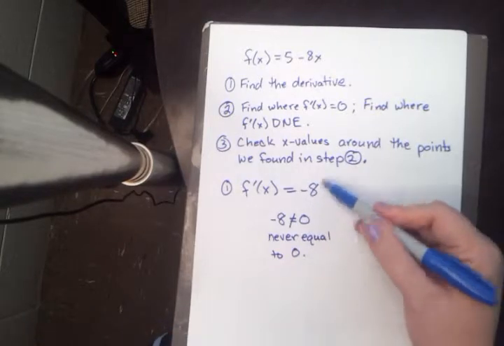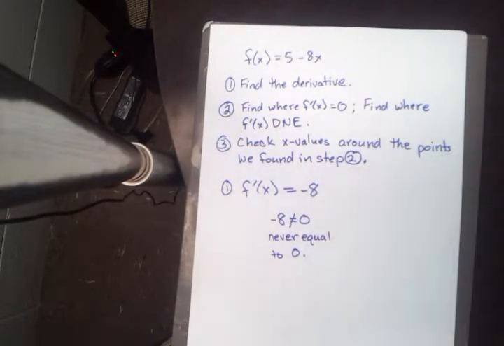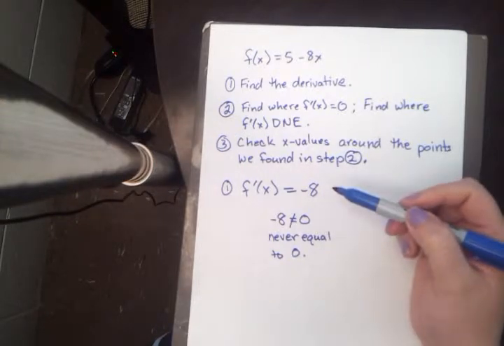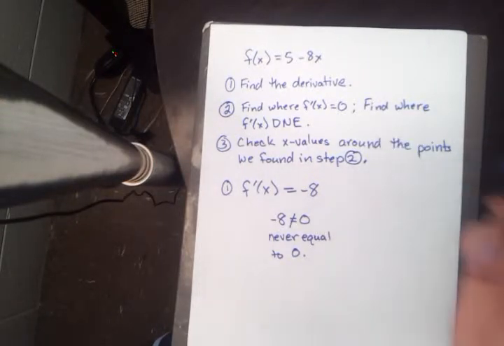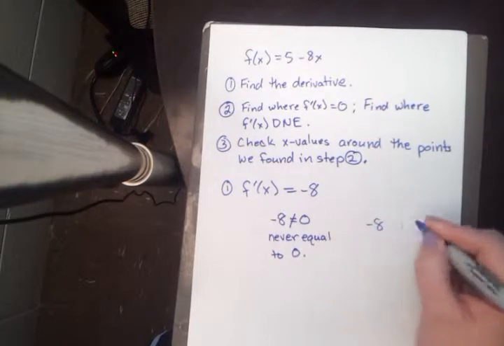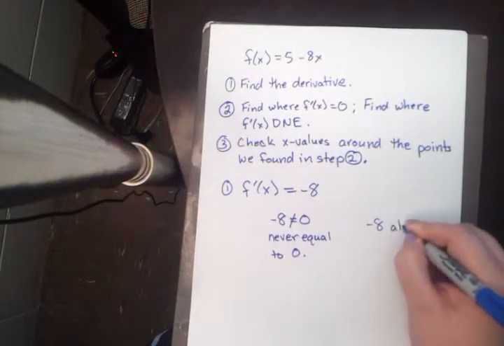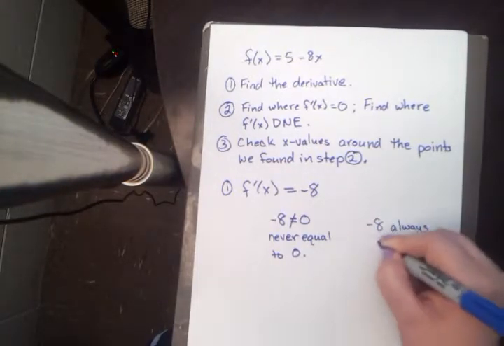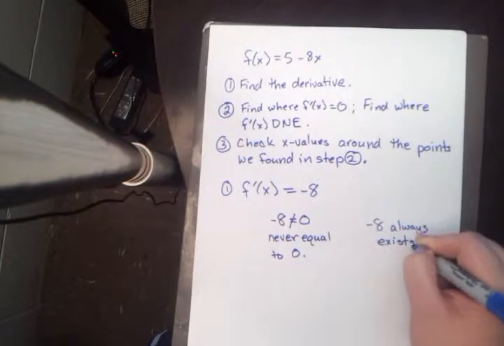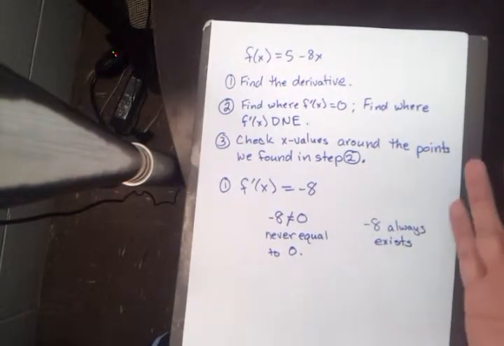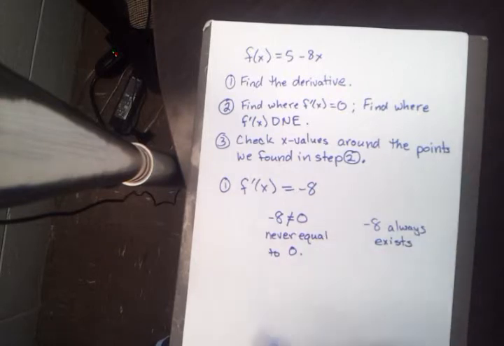Is there any place that this function doesn't exist? Like before when we had zeros in the denominator? Do we even have a denominator for things to not exist? No. So negative 8 always exists. All right? That function always exists. There's no point where it doesn't exist. Negative 8 is negative 8 forever and ever and ever.